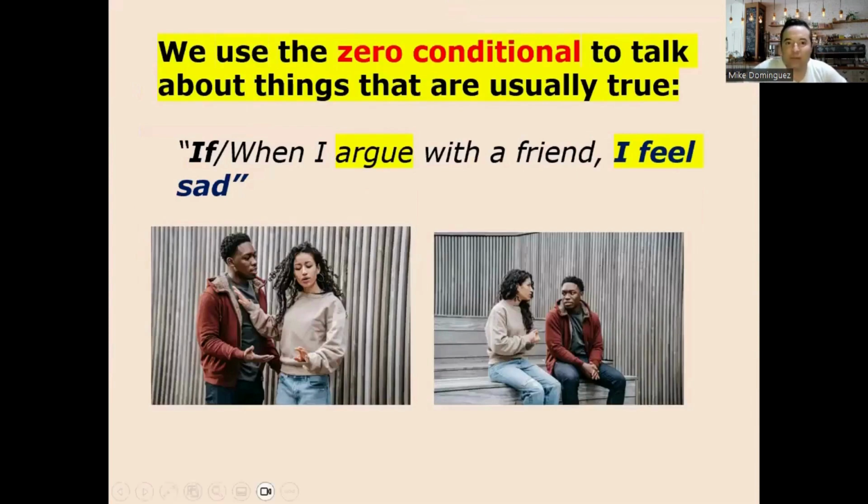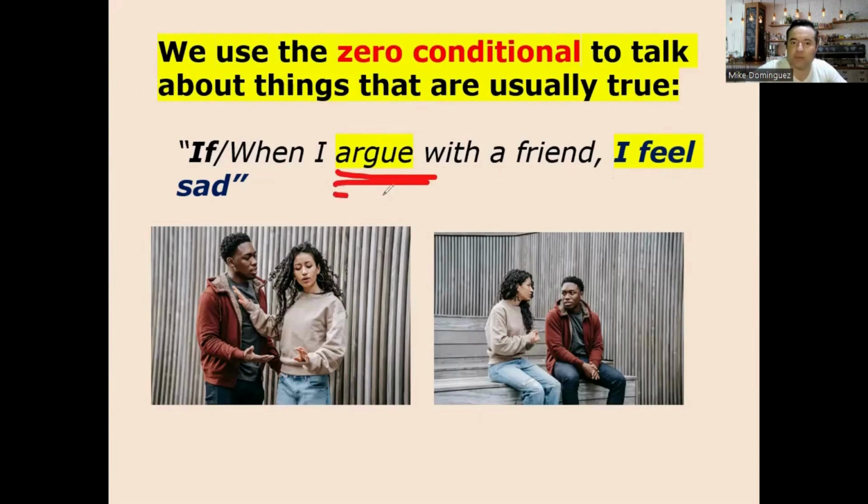Okay, let's see more examples about this zero conditional. Please, Olga, can you help me to read? When I argue with a friend, I feel sad. Oh, they are arguing. You understand argue? What is argue? Argue, pelear. Pelea verbal. Argue, not discuss. Discuss es dialogar. Porque a veces traducimos discuss como discutir, y discuss es dialogar. Argue. Exactly. So notice the tense.